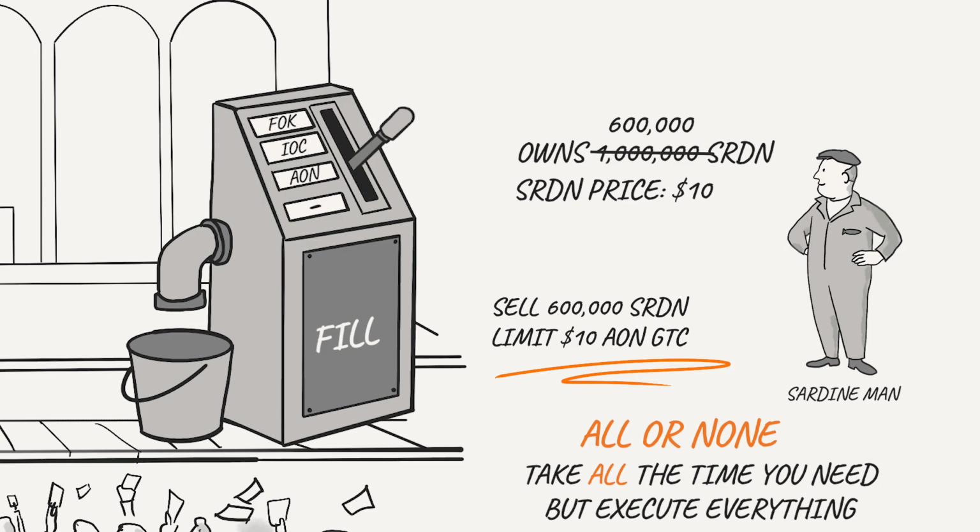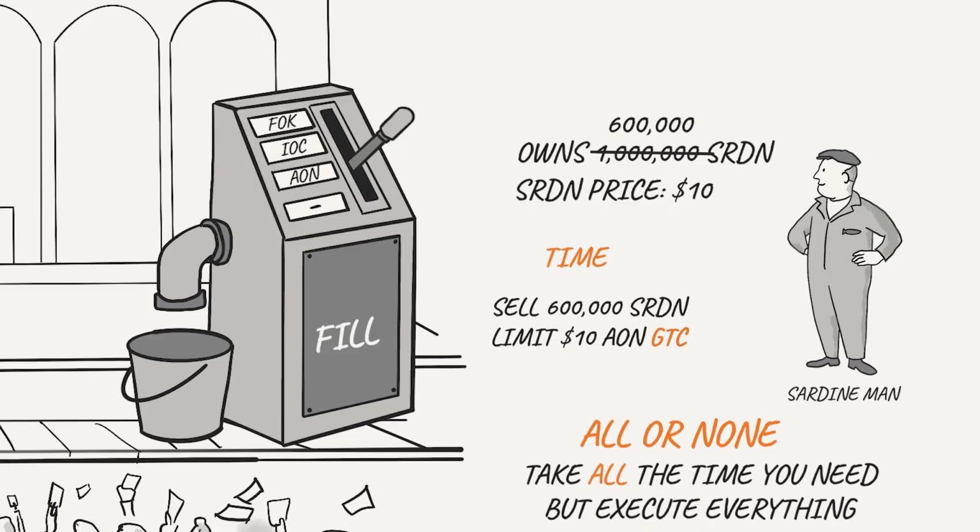GTC. So the action is sell, amount is 600,000 shares, SRDN is the asset. We put a limit of $10. AON means all or none. Otherwise, every time the stock traded up to $10, we would be selling little bits. We want the full order executed or none of it. Hence the name, all or none.